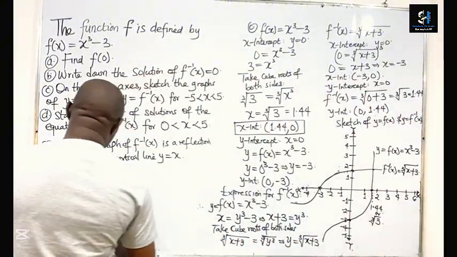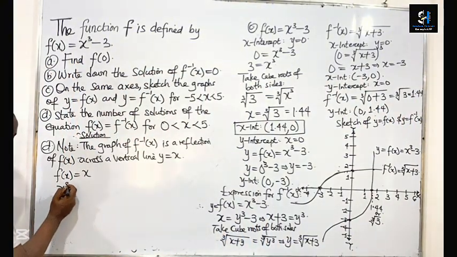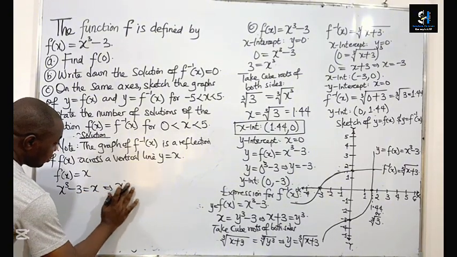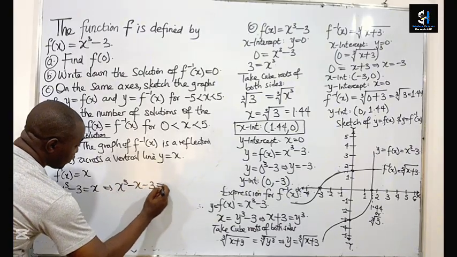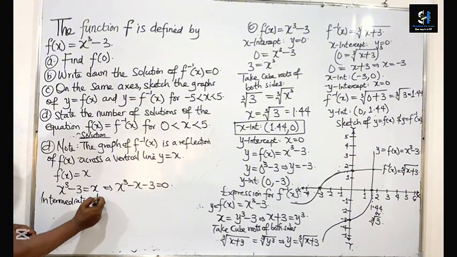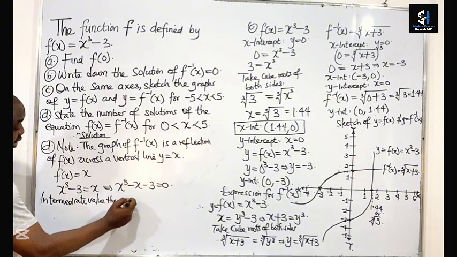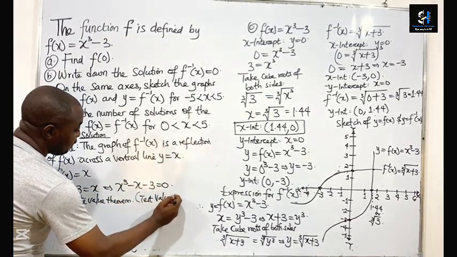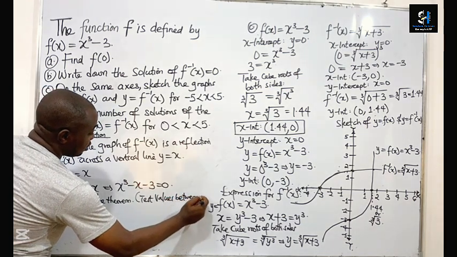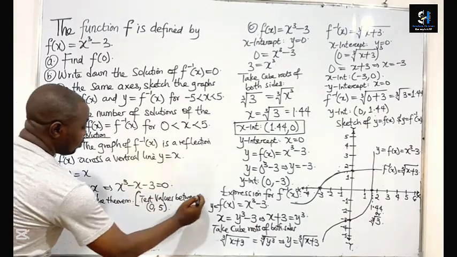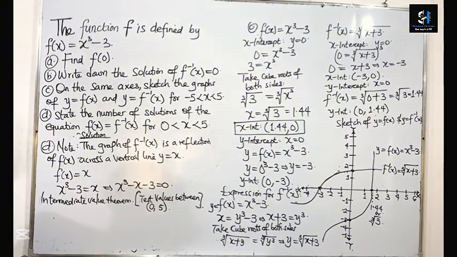Okay. So in this case, we have f of x to be x cubed minus 3. Then this is equal to x. So that this will be x cubed minus x minus 3 equals 0. Like I said, we're going to use the intermediate value theorem in this case, just like testing values. Test values between 0 and 5, this interval 0 and 5.